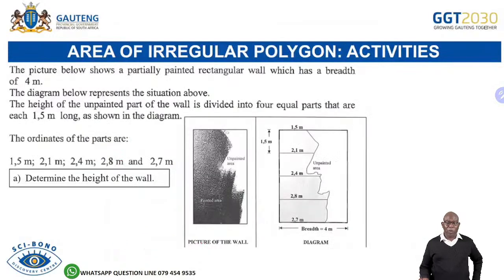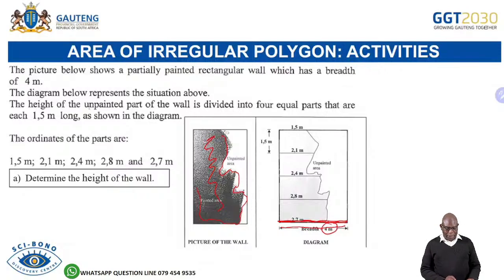Now, the last question is a question that also comes every year, and we are really struggling to get full marks on this question. I think this year we're going to do much better after we have done these activities. Now, the picture below shows the partially painted wall. The painted area, can you see this person painted only that part? And the length of the whole wall, from here to there, is 4 meters. Then it says the diagram represents the situation above.